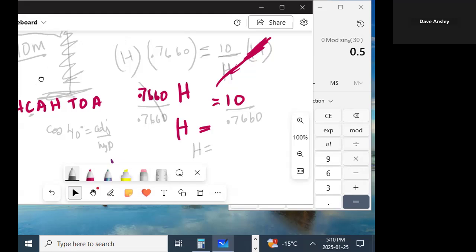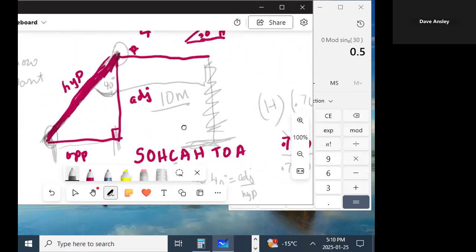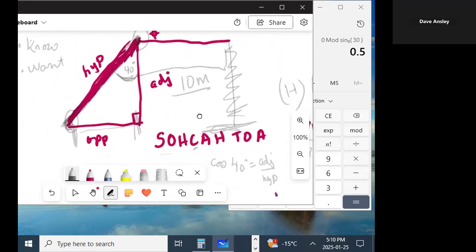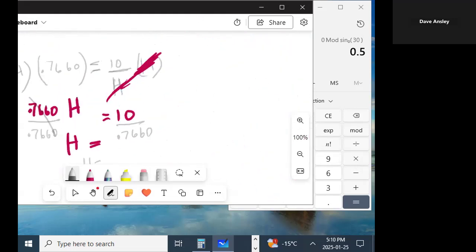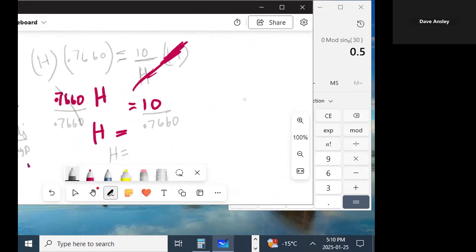Just give me a second here. Do you see this original diagram? Do you expect this hypotenuse to be shorter than 10 or longer than 10? Longer. You better be. So put in your calculator 10, then the divide sign, and then 0.7660.